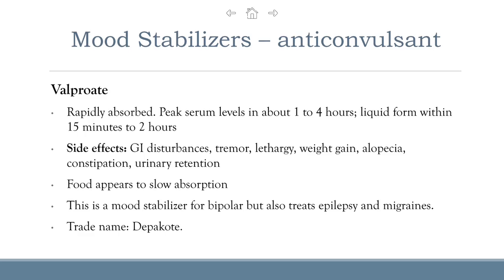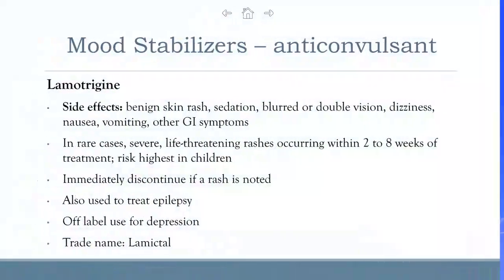Anticonvulsants like valproate, rapidly absorbed, peak serum levels in 1 to 4 hours, a liquid form within 15 minutes to 2 hours. So this works really quickly. Side effects are GI disturbances, tremor, lethargy, weight gain. Food appears to slow the absorption, so it's best given on an empty stomach. This is a mood stabilizer for bipolar, but also treats epilepsy and migraines, and the trade name for this is Depakote.